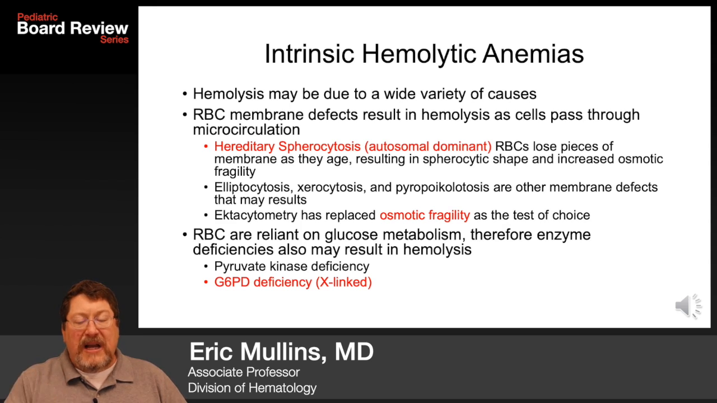The other kinds of intrinsic hemolytic anemias to remember are those that interfere with glucose metabolism, because the red cell is very dependent on glucose metabolism for maintaining homeostasis. So pyruvate kinase deficiency and G6PD deficiency, which is probably the most common of these. I'll also remind you G6PD is X-linked in case that comes up on your boards.